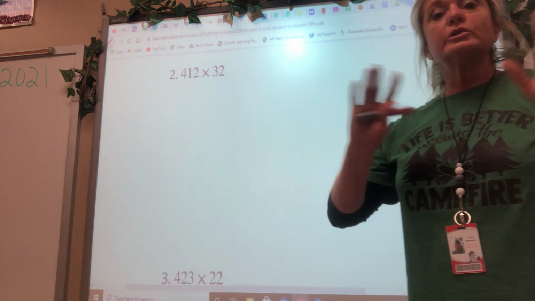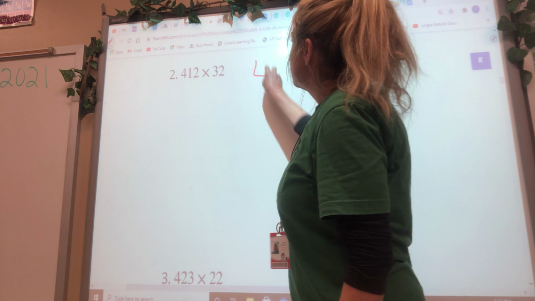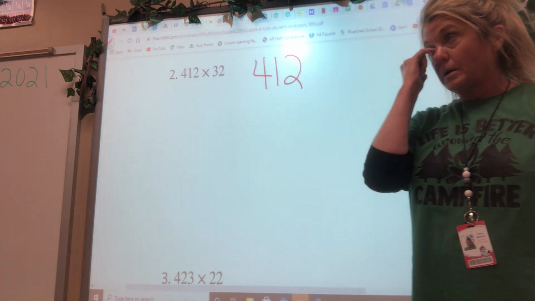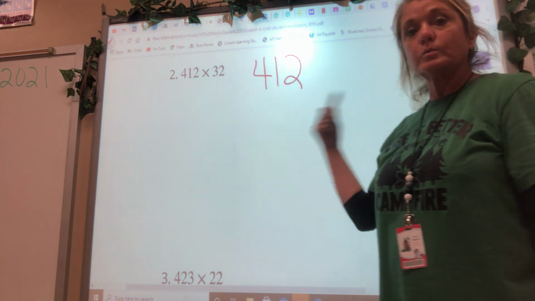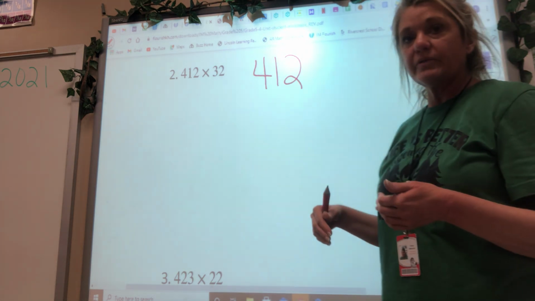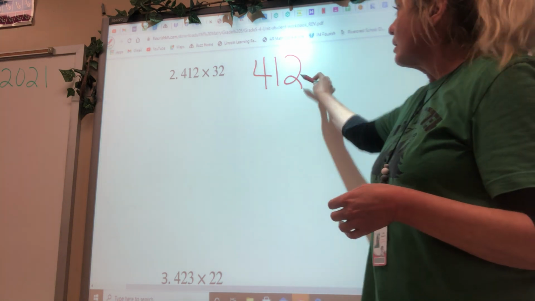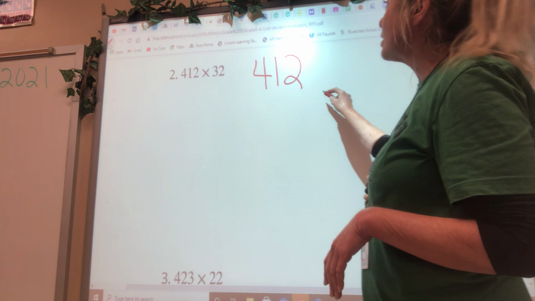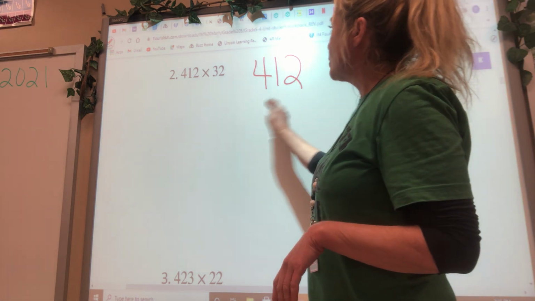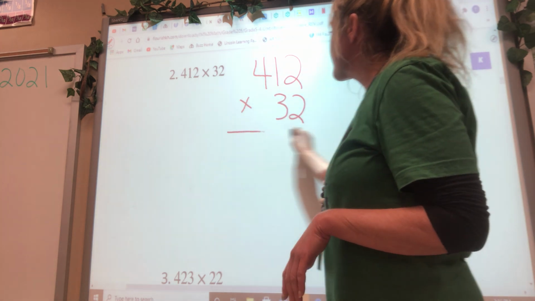This is the one that's used worldwide. So anytime we have our numbers horizontal, going across, you always want to stack those numbers on top of each other. And you always want to put the largest number on top. Always the largest on top. So we're multiplying 412 times 32.